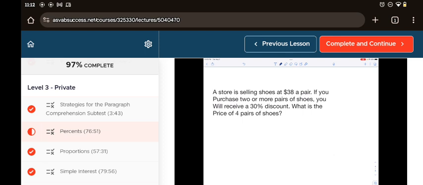So in this question, what we're doing is we're finding the price after the discount, but here there's more than one item. So remember, we have to reason through it and figure out what the extra steps are, right? So a store is selling shoes at $38 a pair. If you purchase 2 or more pairs of shoes, you will receive a 30% discount. What is the price of 4 pairs of shoes?